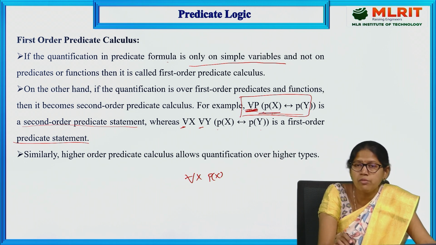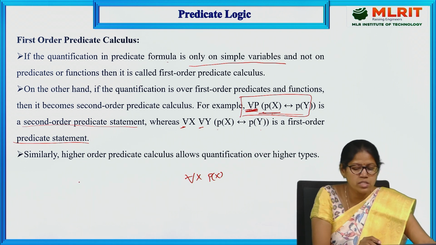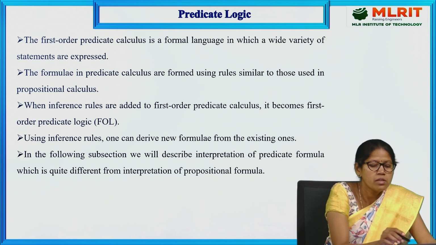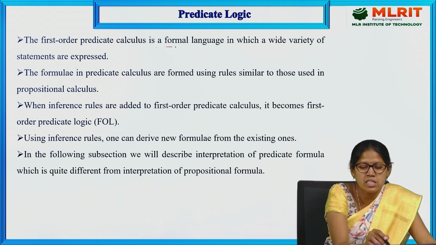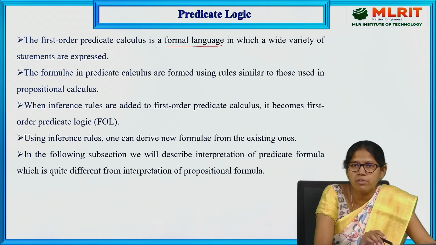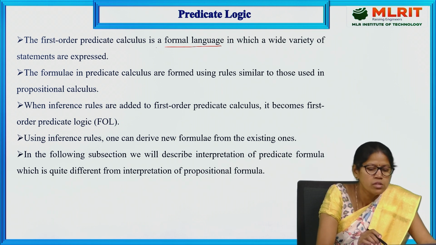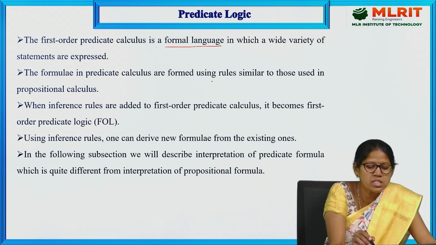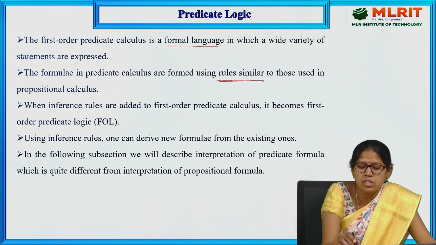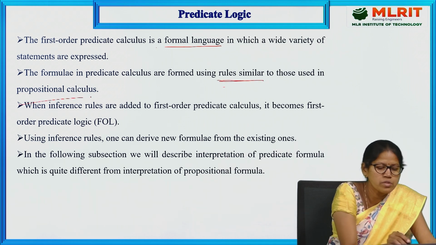P is a function, so it is a second order predicate. So let's see the next one. The first order predicate calculus is a formal language in which a wide variety of statements can be expressed. So here we'll see the rules. The rules are similar to those used in propositional calculus.